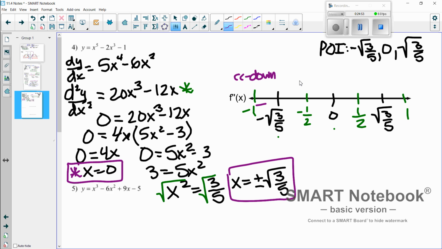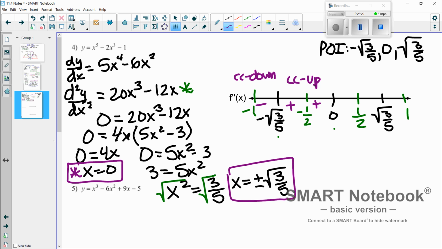The second derivative less than 0. Let's plug in negative 1/2. Now, negative 1/2 cubed is really negative 1/8. 20 over negative 8 is, let's do it in our calculator here, negative 2.5, and then we have to do plus 6, right? Because 12 times 1/2 is 6, so plus 6, well, that's going to be positive. So we have positive in this interval, so we're concave up. All right.